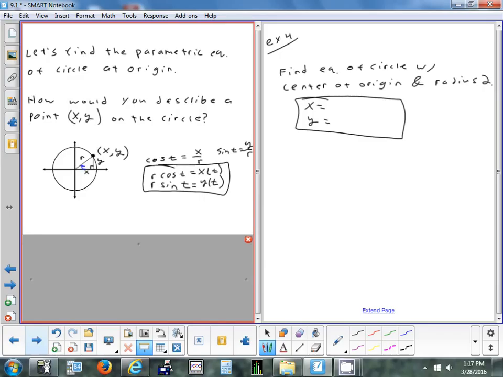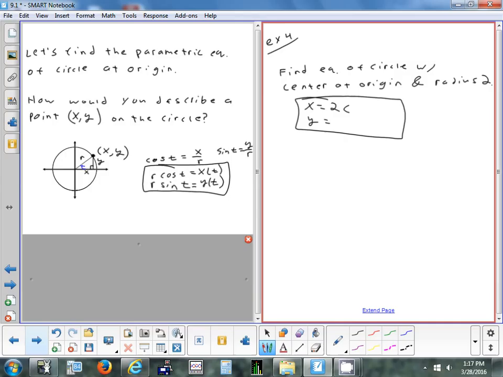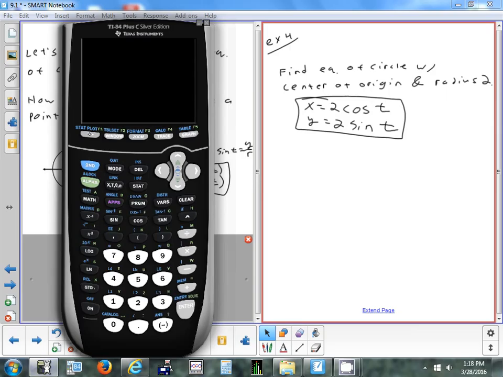Right. So what would be my equation of a circle centered at the origin? I'll show you how to shift it after. With a radius of 2. Okay, what would be my x equation? 2 cosine t, good. And 2 sine t. That's it. Right, so let's graph it. Okay, see what happens.